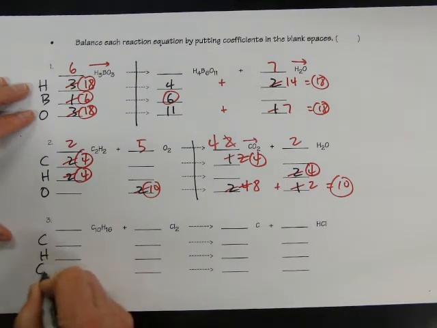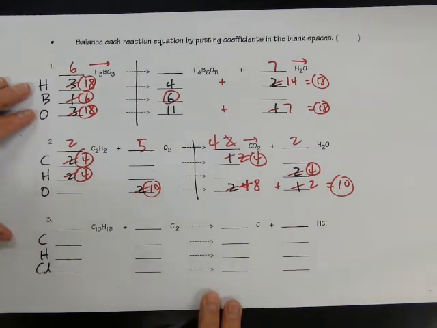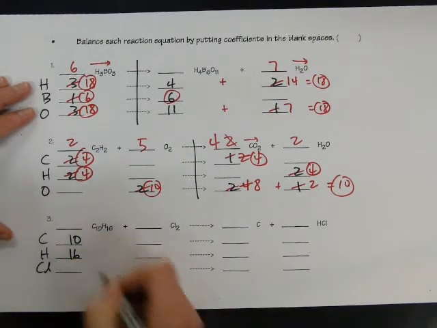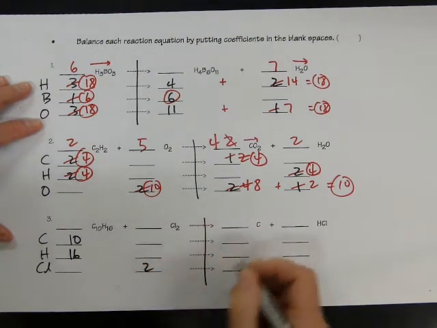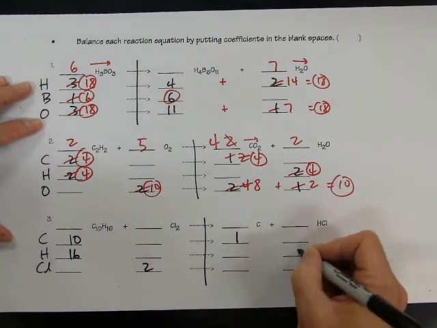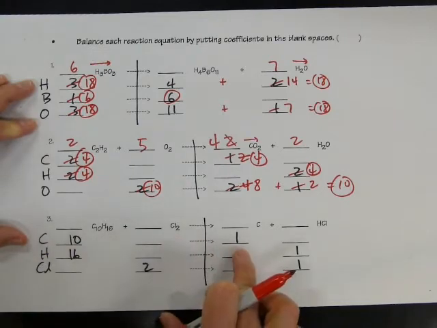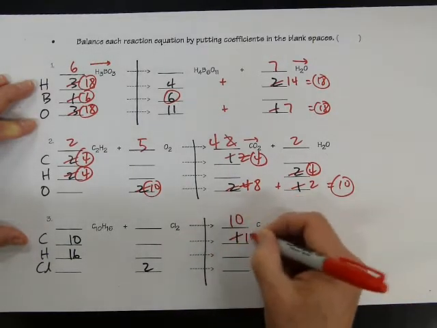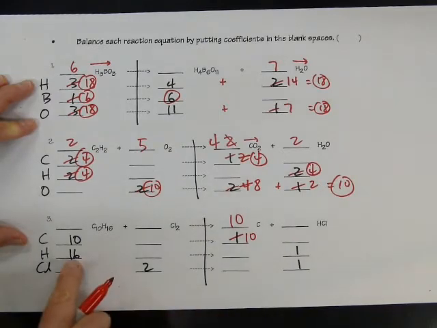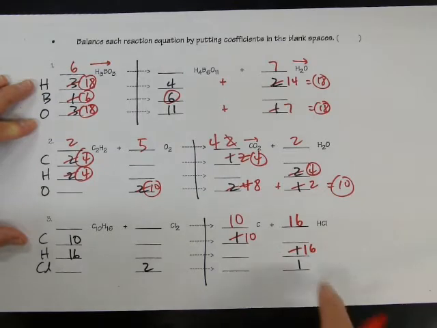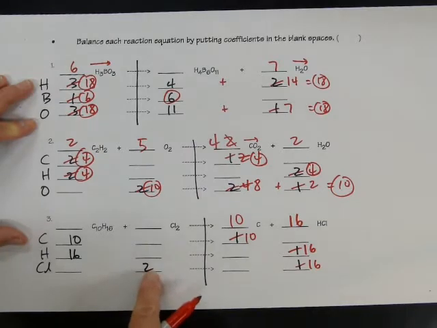Carbon, hydrogen, chlorine. That's a C and an L, not a C and an I. And I'll count 10 carbons and 16 hydrogens, 2 chlorines. 1 carbon, 1 hydrogen, 1 chlorine. Okay, well this looks like it's going to be easy to get started on. Carbon needs to balance on this side, so if I multiply by 10, I've got 10 carbons. Hydrogen needs to balance on this side, so if I multiply by 16, I've got 16 hydrogens, and I've also got 16 chlorines. So now I've got to get that 2 to be a 16.